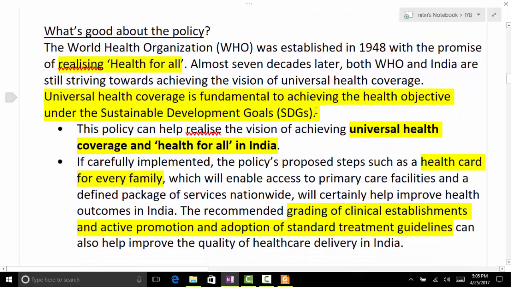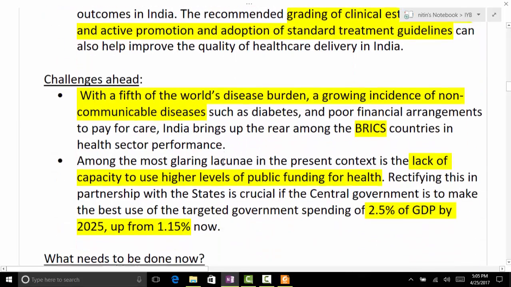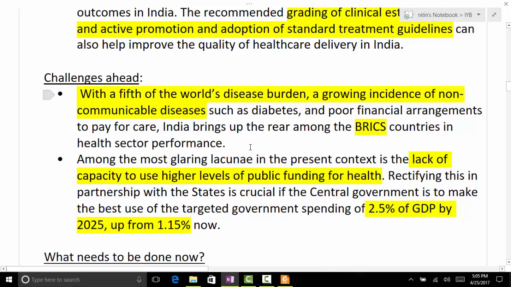Then health for all is part of the SDGs as well: universal health coverage, health for all in India. Issues regarding mobilization of resources and funding. One is the lack of capacity to use high levels of public funding for health. One excuse the government sometimes gives for not devolving more funds for health is lack of capacity. What is lack of capacity? It means lack of capacity to use that fund. They say we don't have such administrative capacity to even use higher levels of funds. That is used as an excuse. But it cannot be accepted, so you need to increase them. If you don't have the capacity, work on that. Create capacity. Use that fund in creating that capacity at least.